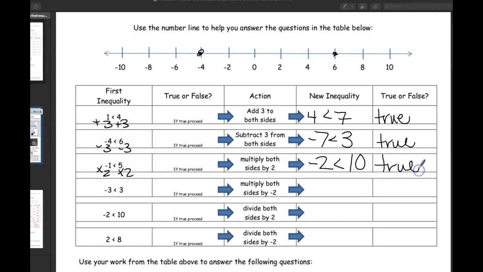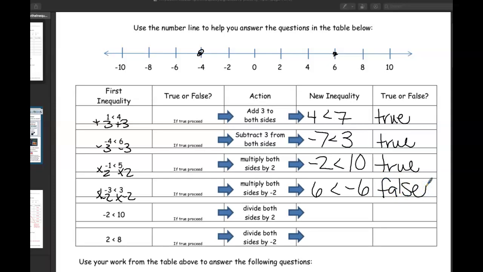Do you change your sign? Is negative 3 less than 3? Yep. So I'm going to multiply both sides by negative 2. Okay, so negative 3 times negative 2 is 6, less than 3 times negative 2 is? Negative 6. Is 6 less than negative 6? Nope, so we would write false.